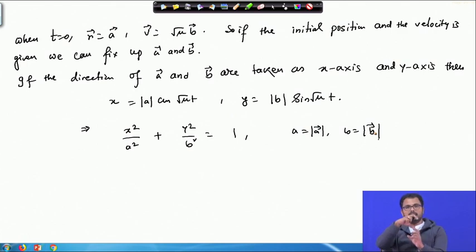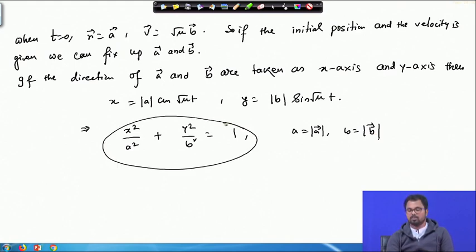So, if you choose vector a and vector b, which are basically our reference vectors initially, as the x axis and y axis, then the curve along which the particle P is moving, subjected to a force directed toward the origin, is basically an ellipse. So, this is the path along which the particle is moving.